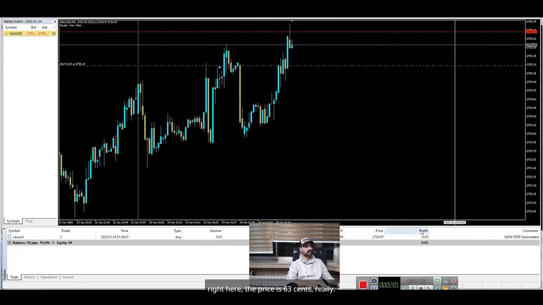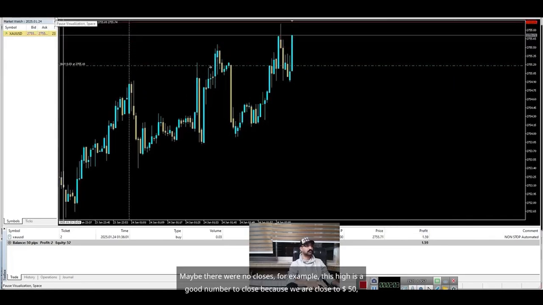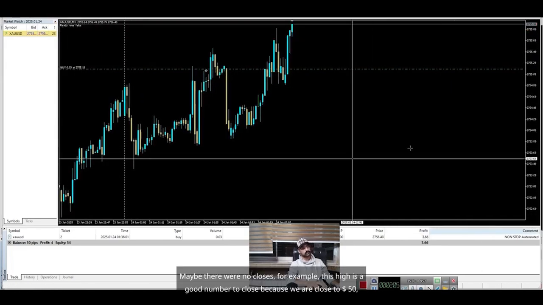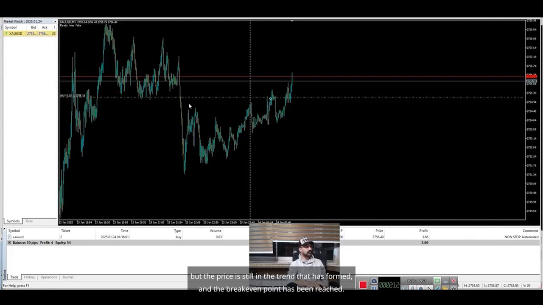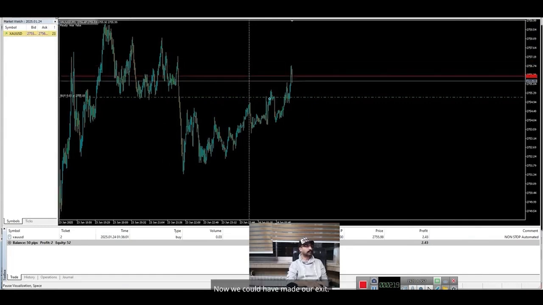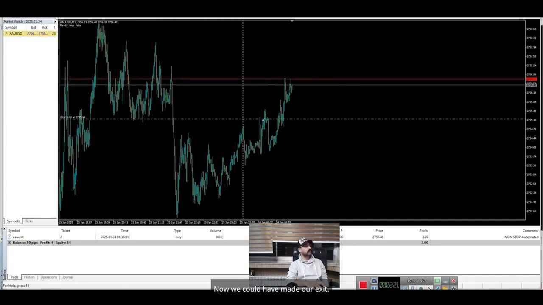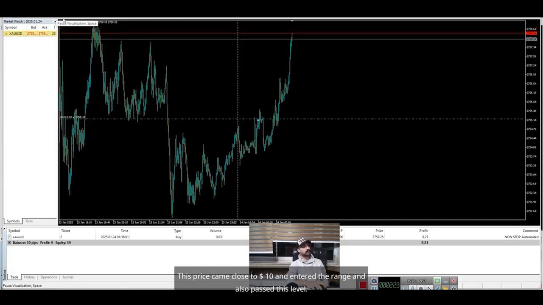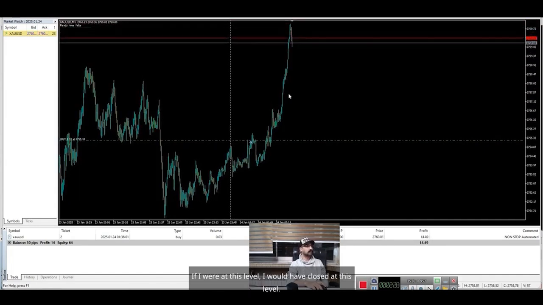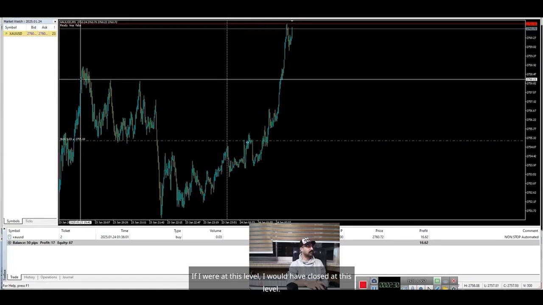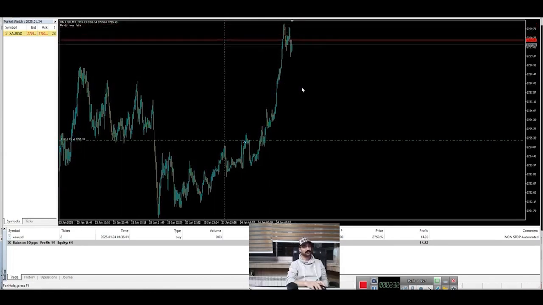The price is 63 cents, really. Maybe there were no closes. For example, this high is a good number to close because we are close to $50, but the price is still in the trend that has formed and the break-even point has been reached. Now we could have made our exit. This price came close to $10 and entered the range, and also past this level. If I were at this level, I would have closed at this level.